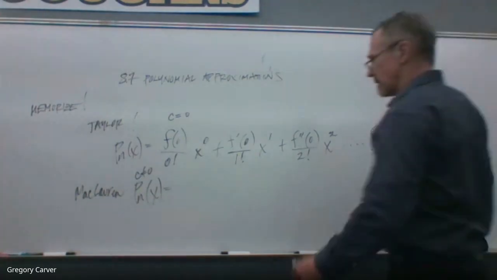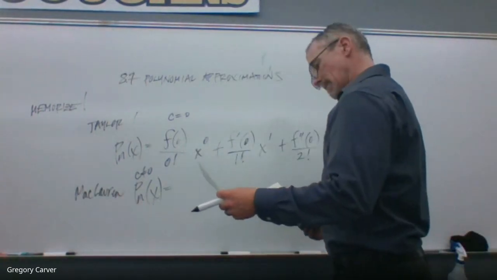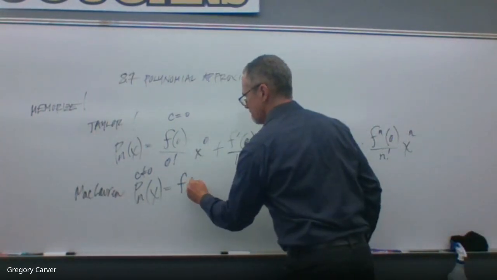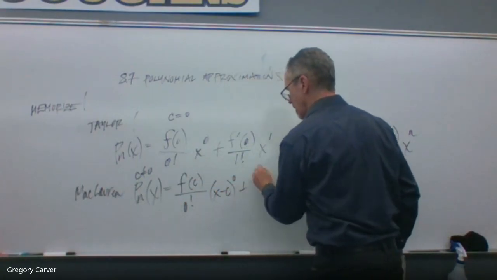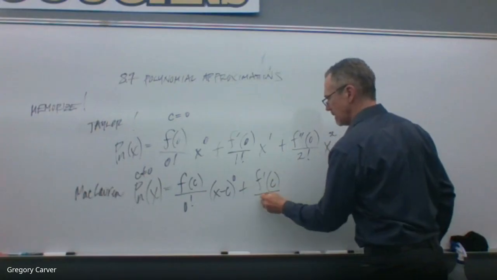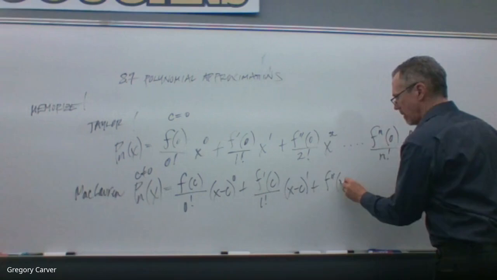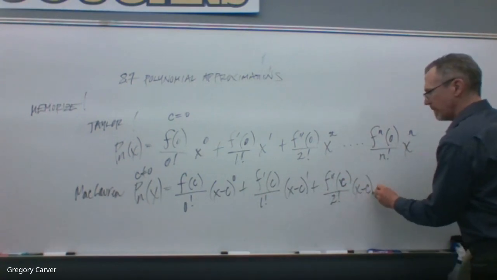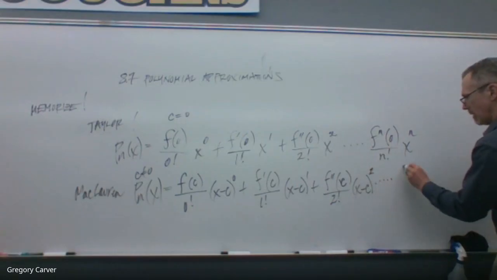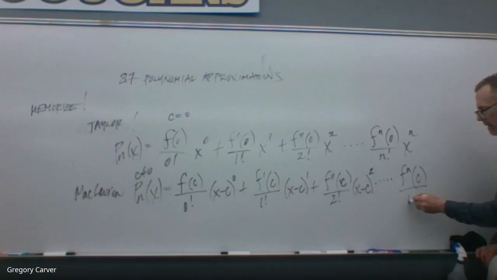So I got p sub n of x is equal to, this turns out to be f of c all over 0 factorial x minus c to 0 plus the first derivative of f evaluated at c over 1 factorial x minus c to the first, and so forth, all the way out until the nth derivative of f evaluated at c all over n factorial x minus c to n.